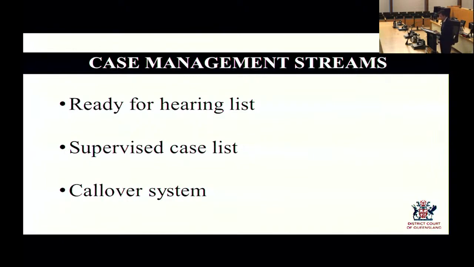Now, paragraphs 22, 23 and 24 set out that a matter that is on the supervised case list may be given fixed dates or placed on a call-over. Now, whether a proceeding is on the call-over or given fixed dates is going to be considered having regard to, amongst other things, the age of the proceeding, that is calculated from the filing date. A proceeding older than 12 months ordinarily will not be given fixed dates.